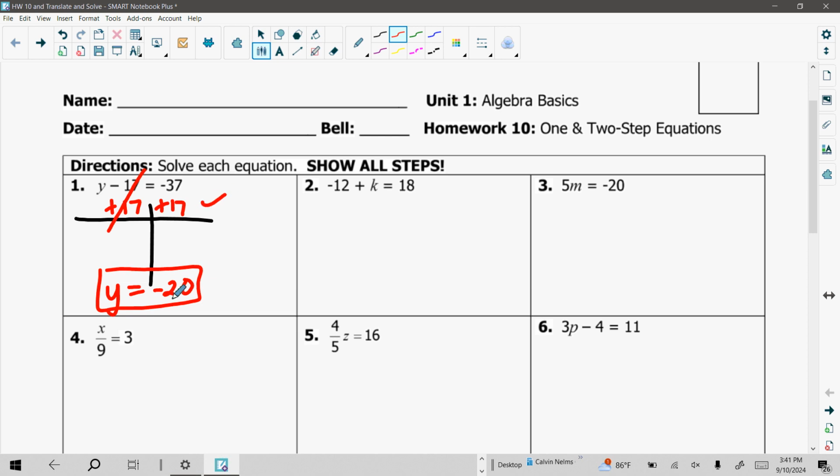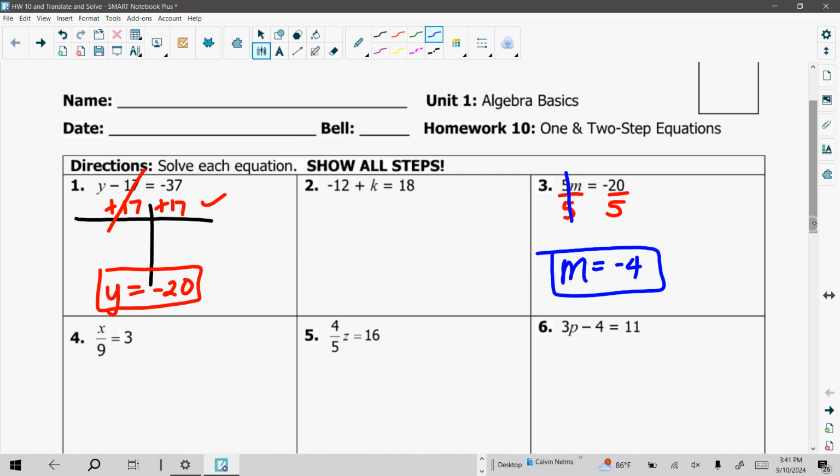Now for a problem like number 3 here, remember, if I have a number in front of a variable, that's showing multiplication, and the inverse of multiplication is division. So you would just divide by 5 on both sides to cancel out this coefficient, the number in front of a variable, and then we get m equals negative 4 here.